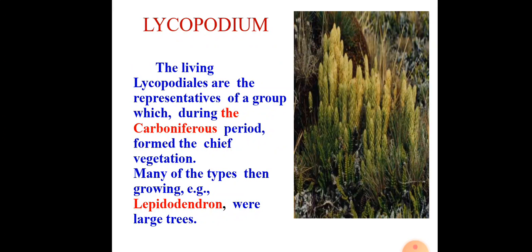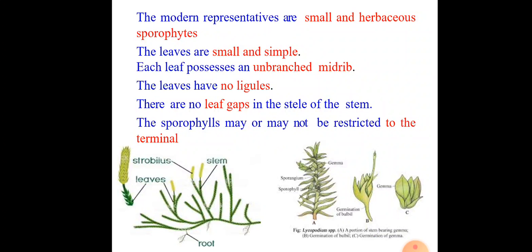Living Lycopodials are the representatives of a group which, during the Carboniferous period, formed the chief vegetation and covered large areas. Many types of Lycopodium grow under very large trees. The modern representatives are small herbaceous sporophytes.